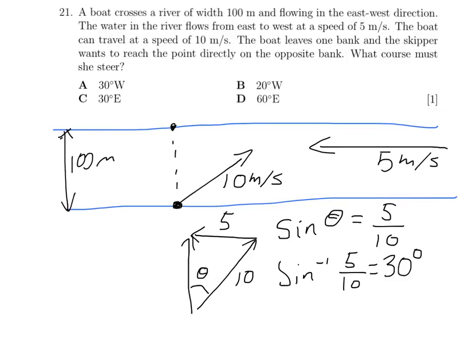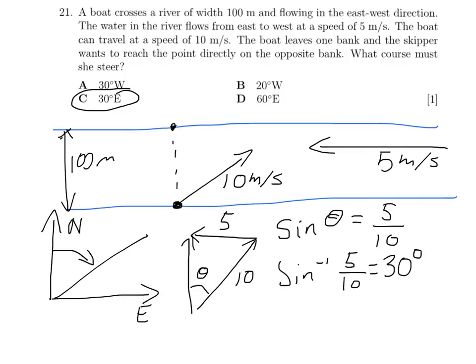Now there's two answers that involve 30 degrees, that's A and C, but we need to rule out which one it is. If we label that as north, then our angle is towards the east, which I'll just label there. So our answer is 30 degrees east.